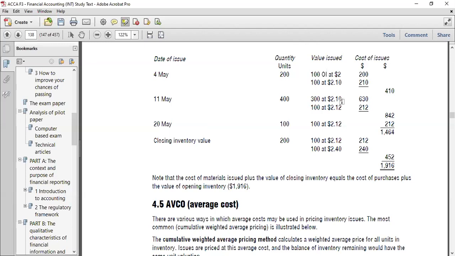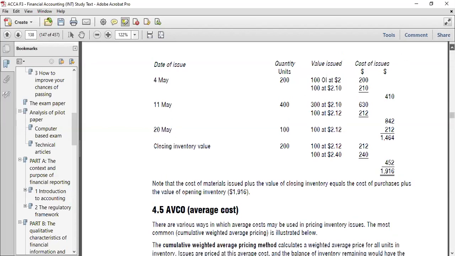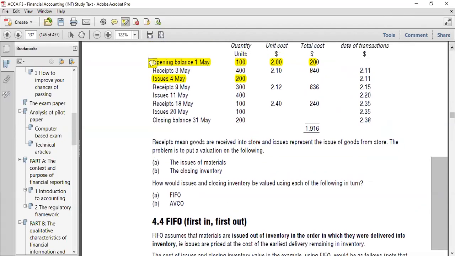So you need to take on and understand how that principle works. That is exactly what somebody wants to test when it comes to FIFO. The same principle you would use for the issue on, I think we had another issue on 20th May. Now, for the issue on 20th May, remember, we've already issued this. This inventory no longer exists in our premises.